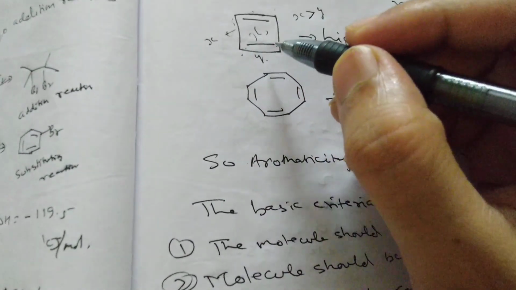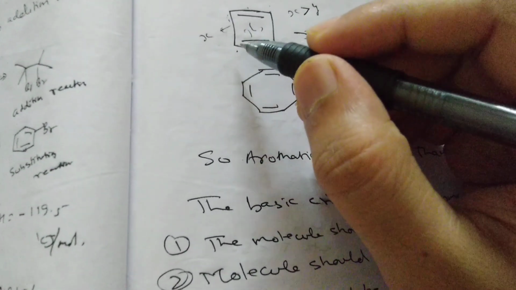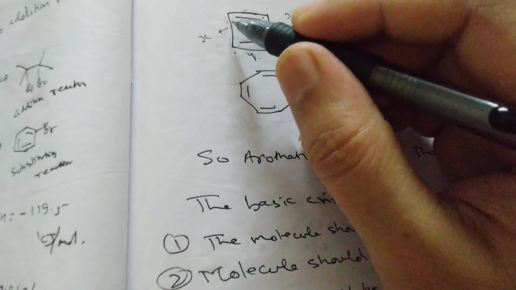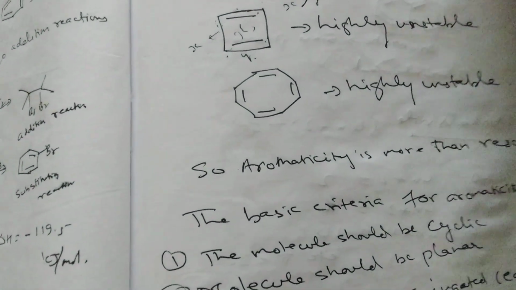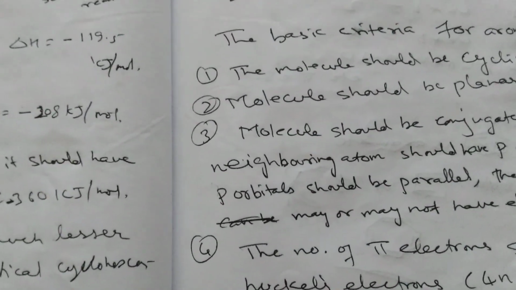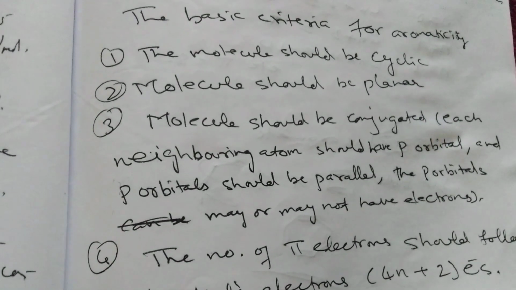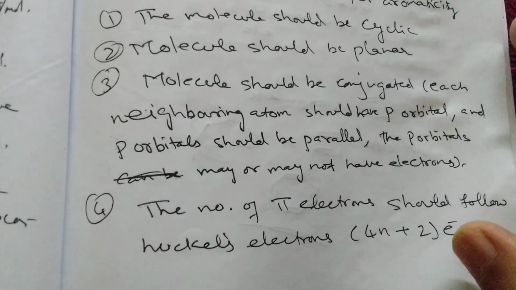So this pi bond is what? Pi bond is an unhybridized p orbital. You know that. So it has a p orbital, it has a p orbital, p orbital, p orbital. So when all of them are having p orbitals with 1 electron, 0 electrons or 2 electrons, okay, then it is conjugated. All the neighboring carbon atoms should have that p orbital.